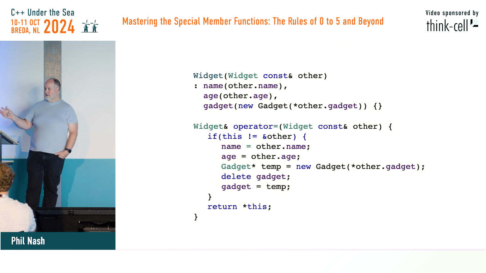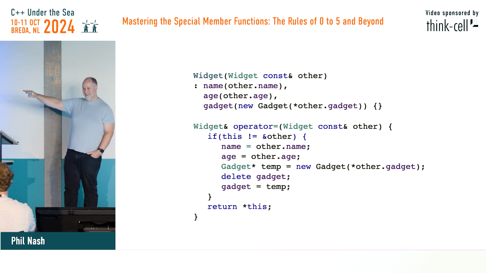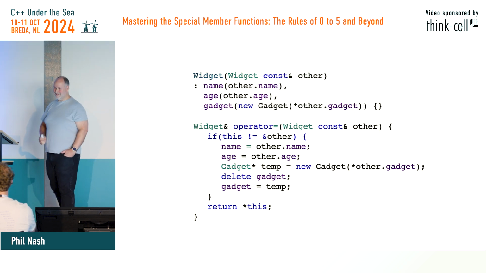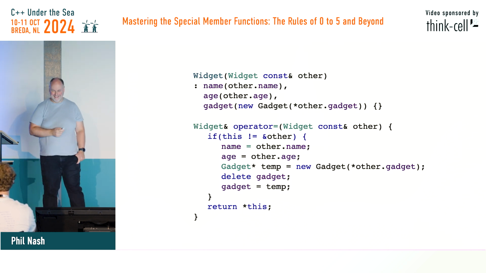And I'm old enough to remember when we used to have an explicit call to the destructor and then use placement new to construct in place within our own memory. But no, don't do that. Forget I said that.